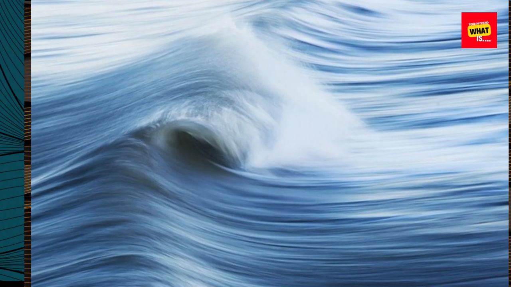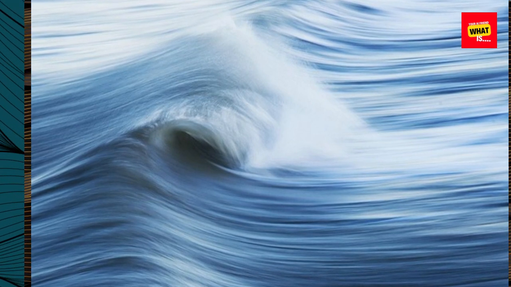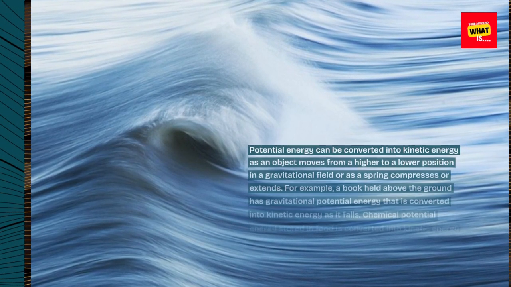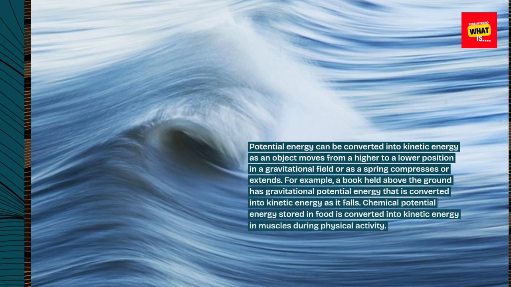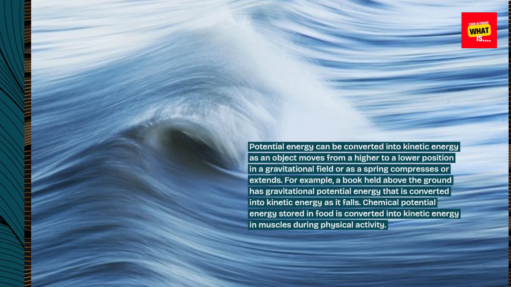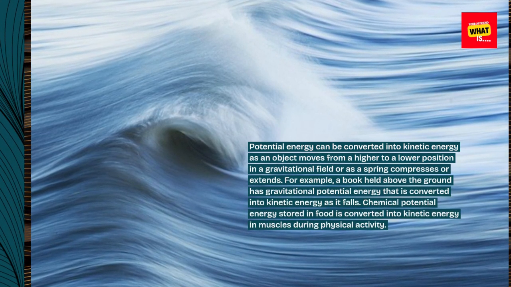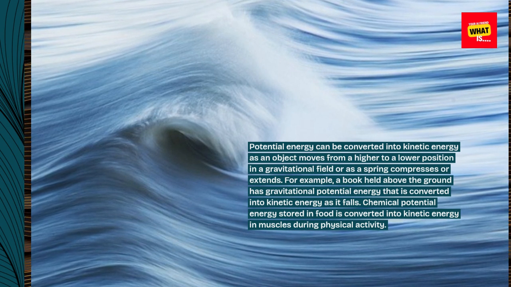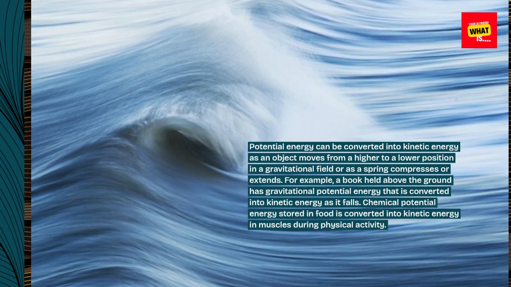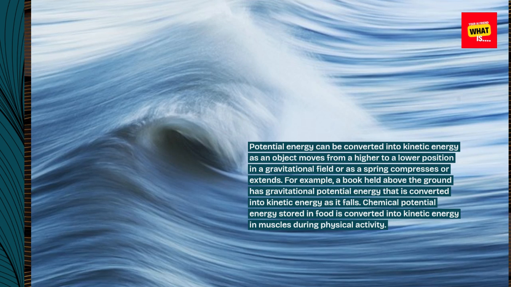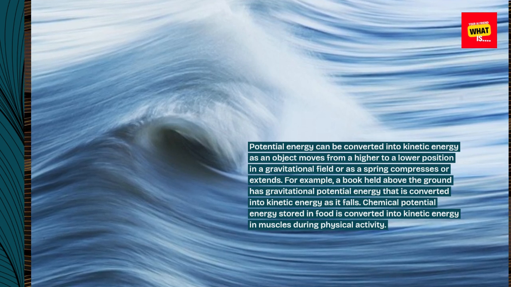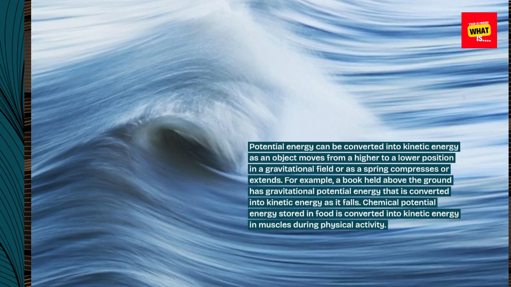Potential energy can be converted into kinetic energy as an object moves from a higher to a lower position in a gravitational field or as a spring compresses or extends. For example, a book held above the ground has gravitational potential energy that is converted into kinetic energy as it falls. Chemical potential energy stored in food is converted into kinetic energy in muscles during physical activity.